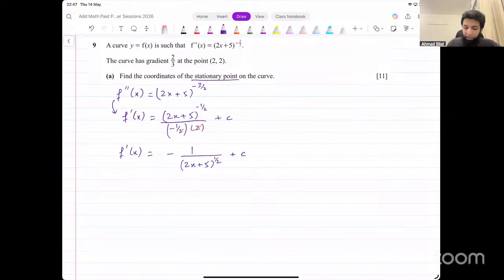All right. Now this is what we're given. We are given that the gradient is 2 over 3 at some point. The point is (2, 2). So at some point, we know the value for x is 2, the value for y is 2, and at that particular point, f dash of x, that means the derivative, is equal to 2 over 3. So can we use any of that information to find the value for c now?